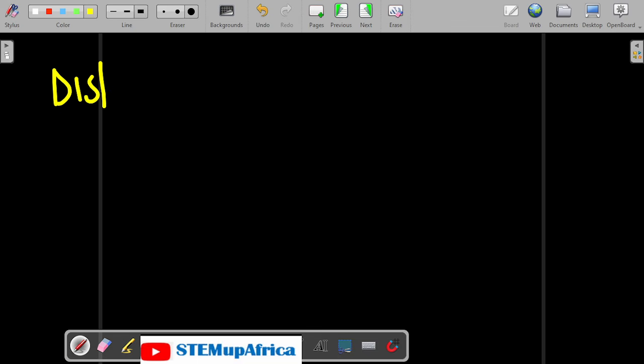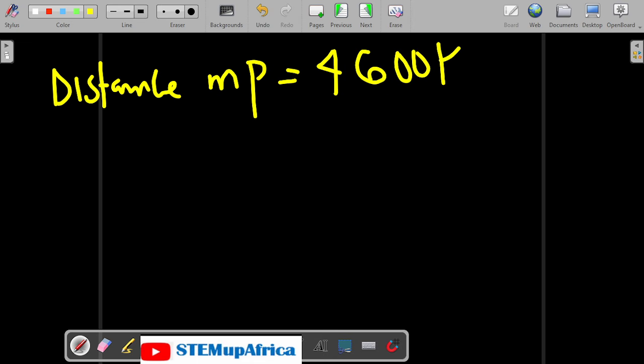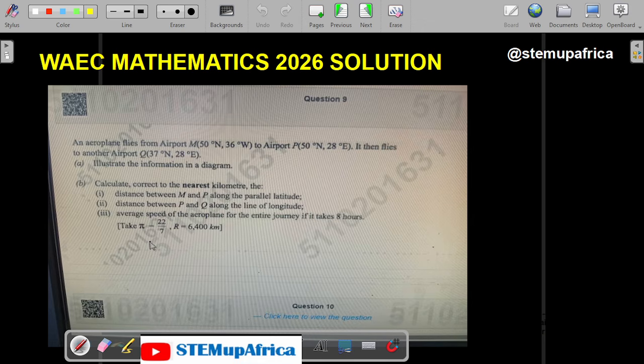Distance MP will give us 4600 kilometer to the nearest 100. 4600 kilometer. Now, nearest kilometer, that's what we have. Distance between P and Q.